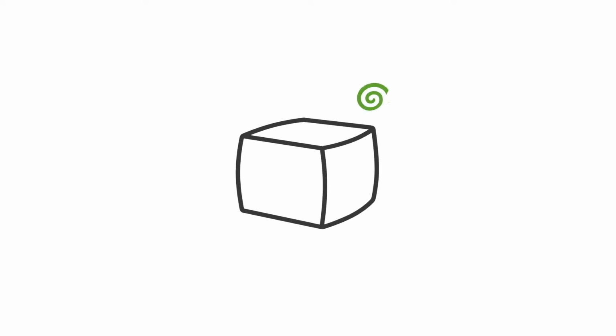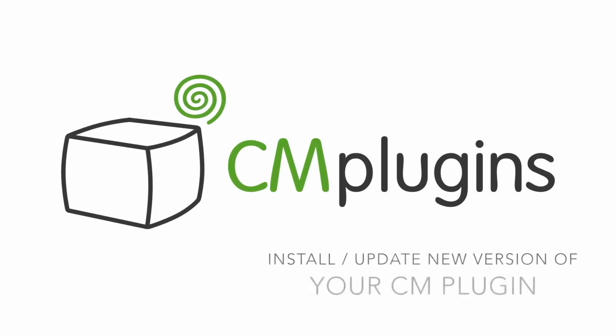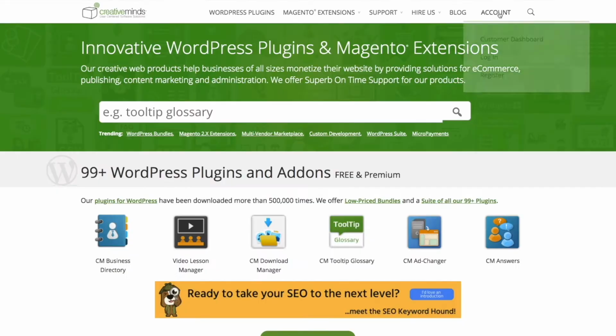In this video, we're going to learn how to update or install a new version of your plugin. So the first thing you're going to need to do is access the customer dashboard on the CMind site. Click on Account, Customer Dashboard.